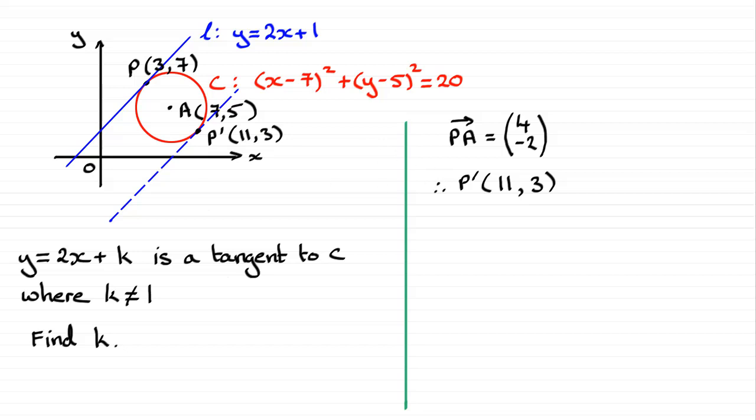And all I need to do now is substitute this set of coordinates into this equation here. It must satisfy that equation because this point lies on it. So I'm going to sub in those coordinates there, and we therefore have y, which is 3, equals 2x, so that's 2 times the 11 there, that's 22, plus the constant k. k therefore must be equal to 3 minus 22, that's going to be minus 19. And there you have it, our value for k.